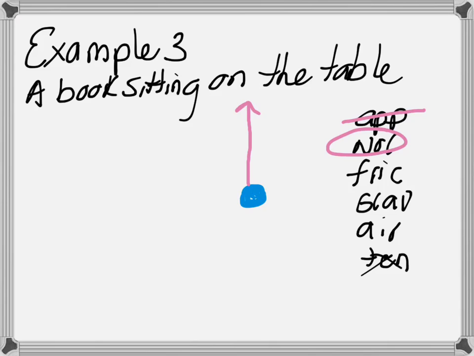Is there friction? Is the book moving across the surface? No. It's not. So no friction. Is there gravity? Is gravity pulling you downward towards the center of the earth, keeping you from floating off into the atmosphere? Yes, because the book is sitting on a table.